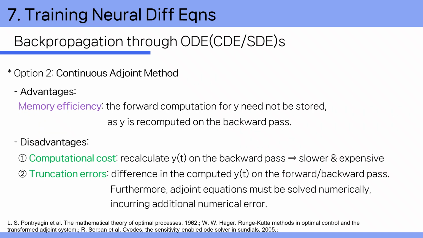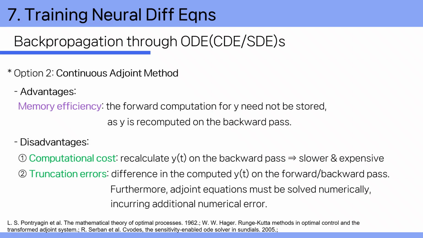The second option is called the adjoint method. Instead of storing everything from the forward path, this method works by setting up a new differential equation that runs backwards in time. We then solve the adjoint equation numerically to compute the gradients. The advantage is memory efficiency, since we don't need to store the entire forward computation.